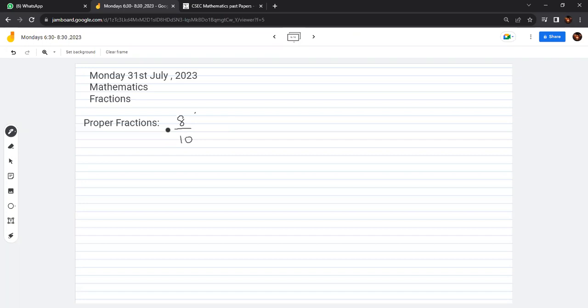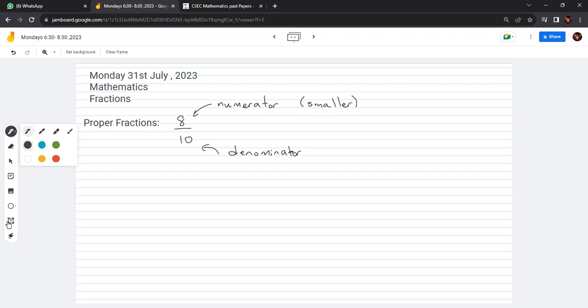Remember your number on top, that is known as your numerator. I'll be using the terms, so you just have to make sure that you know them. And then the number below, that is known as your denominator. Now, once your numerator is smaller than the denominator, that's known as a proper fraction.